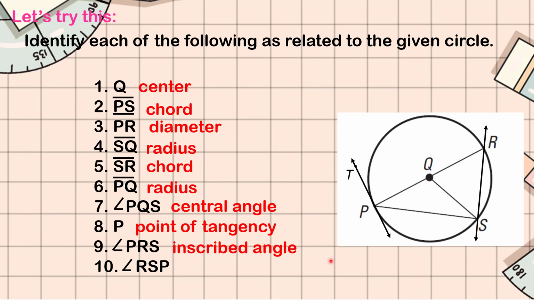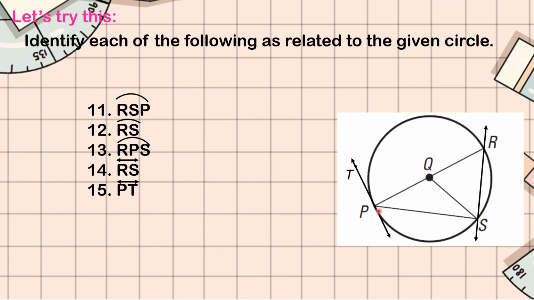Number 10. What is angle RSP? The answer is inscribed angle. Angle RSP is an inscribed angle. Do you want more? Let's have more.